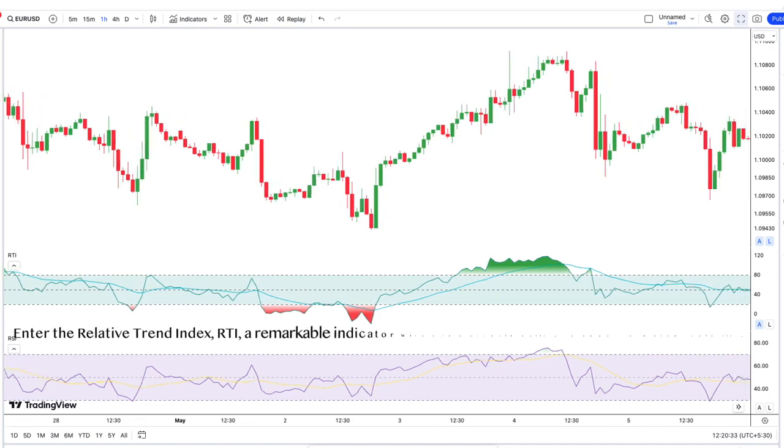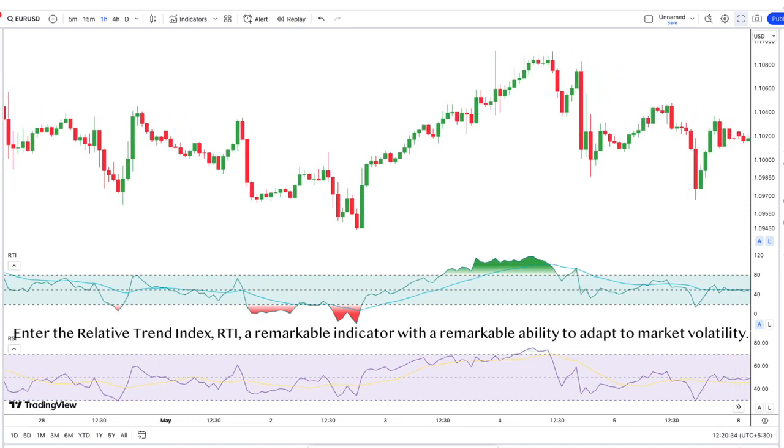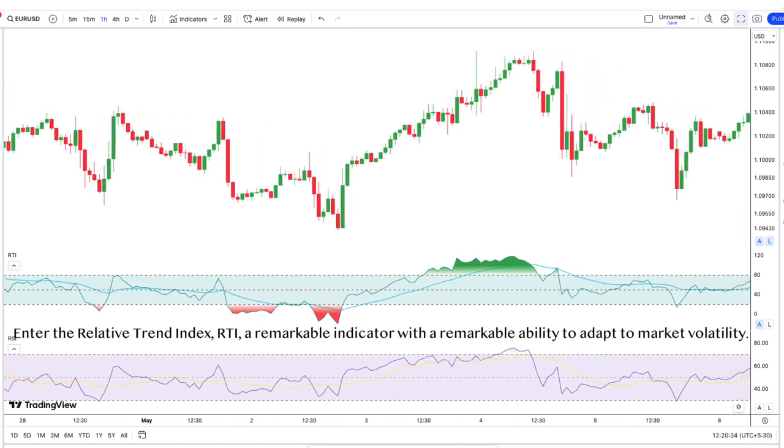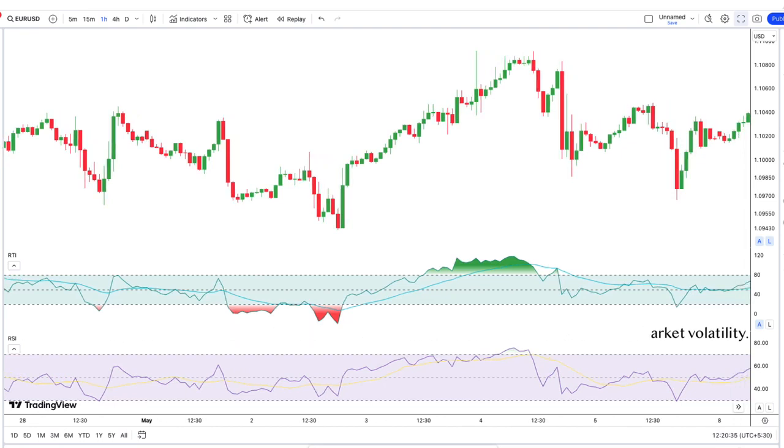Enter the Relative Trend Index, RTI, a remarkable indicator with a remarkable ability to adapt to market volatility. Unlike the RSI, the RTI takes into account the market's volatility and minimizes short-term fluctuations. It combines the best of trend following and mean reversion characteristics, making it highly responsive to price action.